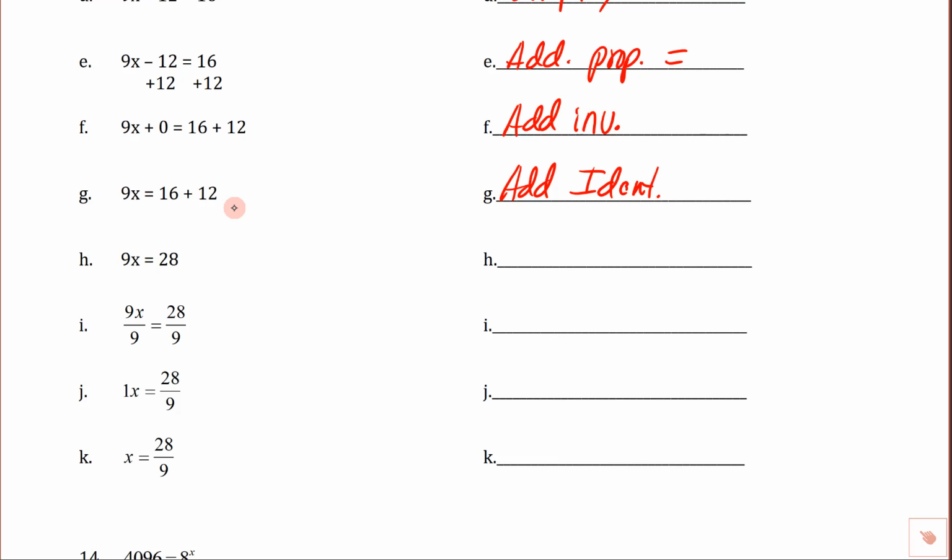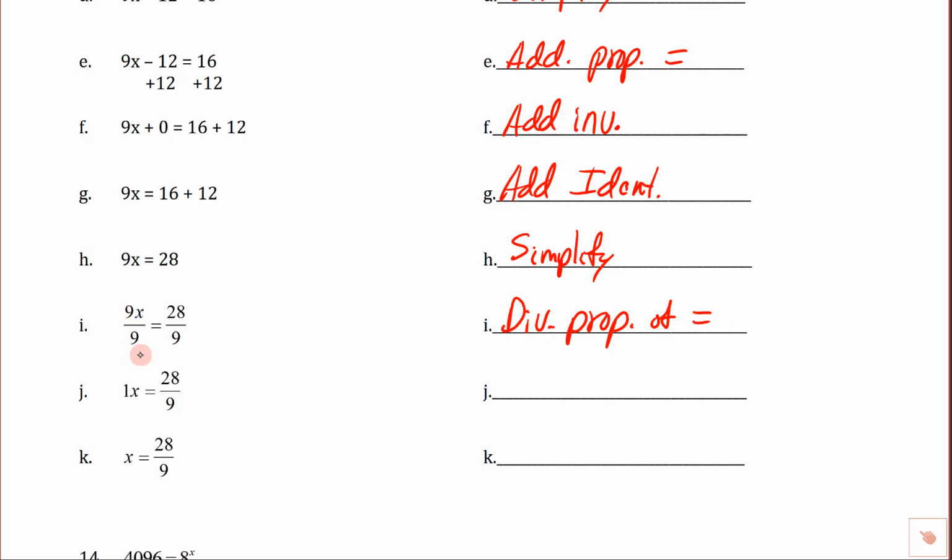instead of writing 16 plus 12, they wrote a 28. So that's just going to be addition, or that's going to be simplifying, or you could write arithmetic, any one of those. Simplify. And over here, let's see what happened. The only thing that changed, we're going to divide both sides. So this is the division property of equality.